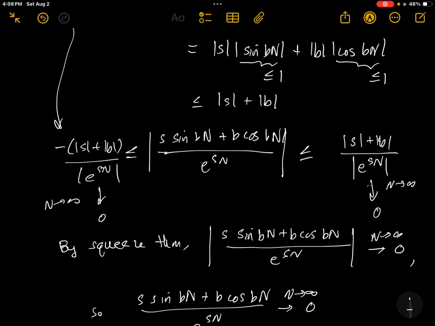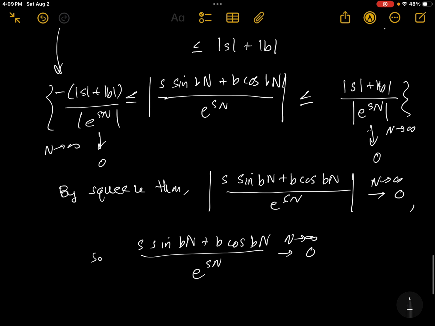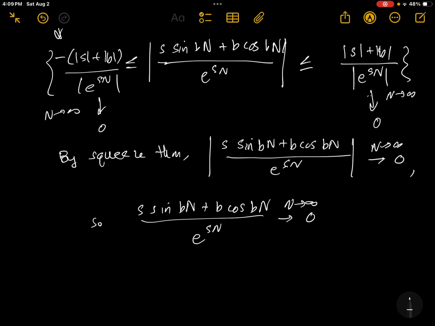Now if s were negative, then that would not be happening. So when I say going to 0, I mean this whole thing is going to 0, right? That's going to 0, that's going to 0.